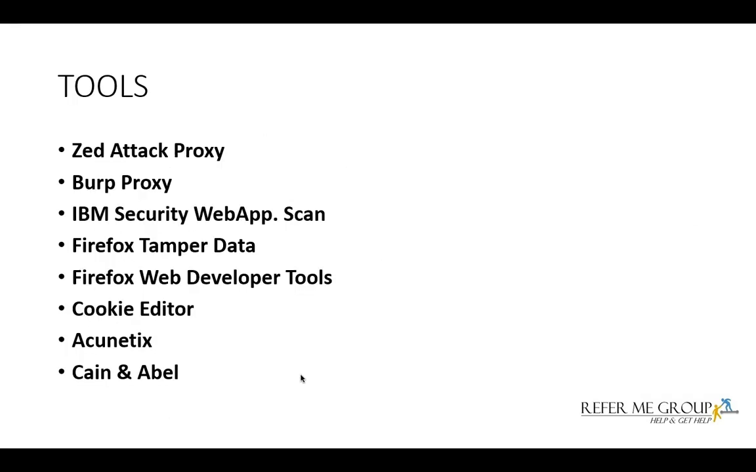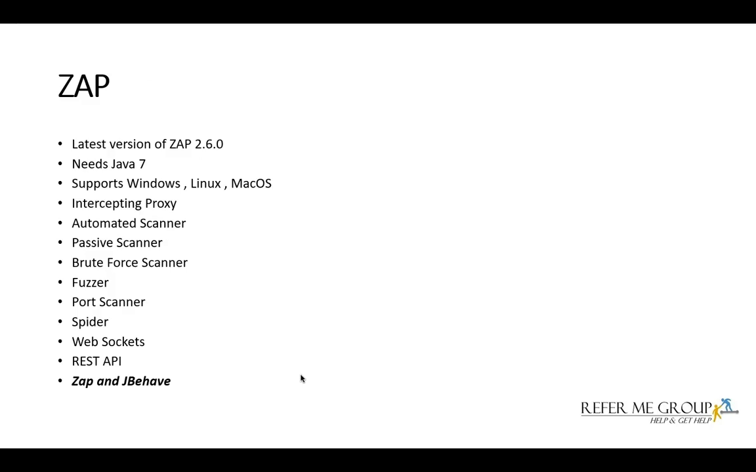These are the different tools which are present. OWASP has the Zed Attack Proxy, which we call ZAP. We have Burp Proxy as well. We have IBM Security AppScan, which is an expensive one. Firefox Cookie Editor, and others. There are multiple tools using which you can do security or penetration testing. But we will work with ZAP. It's freeware, but it's really good.